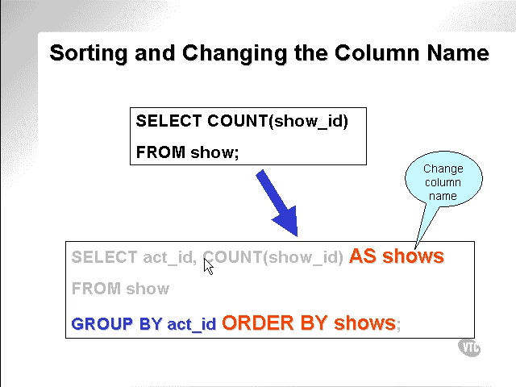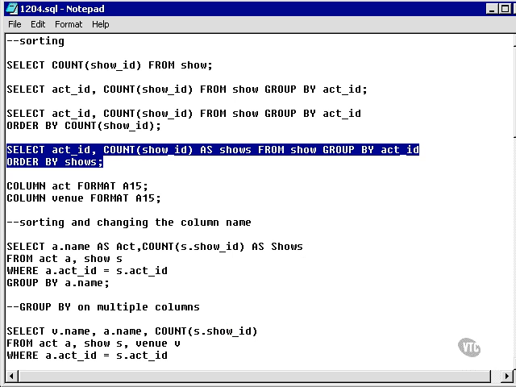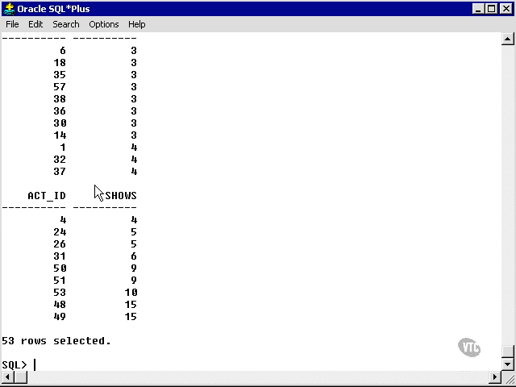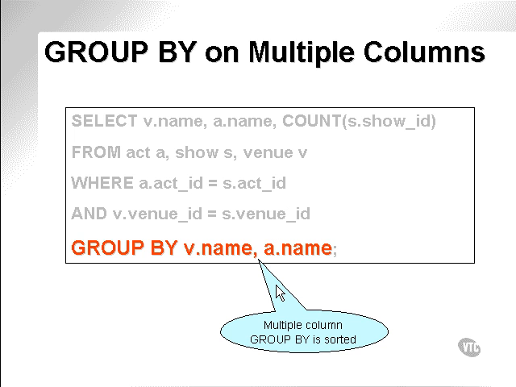Now what I'm going to do is I'm not going to sort based on the count of the shows, but on a rename of the count show ID column. So I'm going to group by act ID and then override the sort on the act ID by ordering by the shows column. I change the column name. And here's my query. Now I've renamed the column to shows, and I've ordered by shows in ascending order.